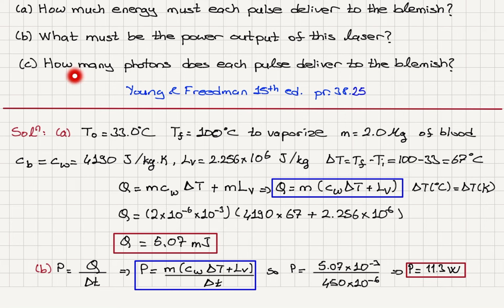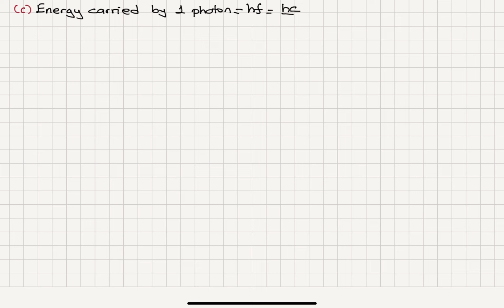Part C, how many photons does each pulse deliver to the blemish? Okay, so what is the energy carried by one photon? A photon is a wave packet. It carries an energy carried by one photon equal to Planck's constant times its frequency, or Planck's constant times the speed of light divided by lambda, the wavelength.